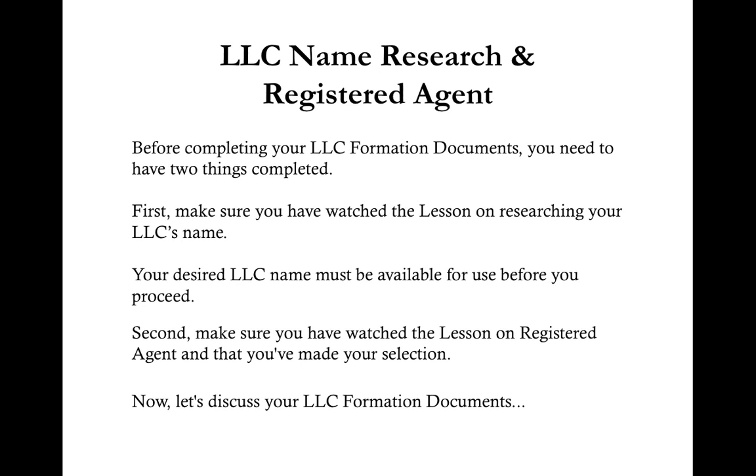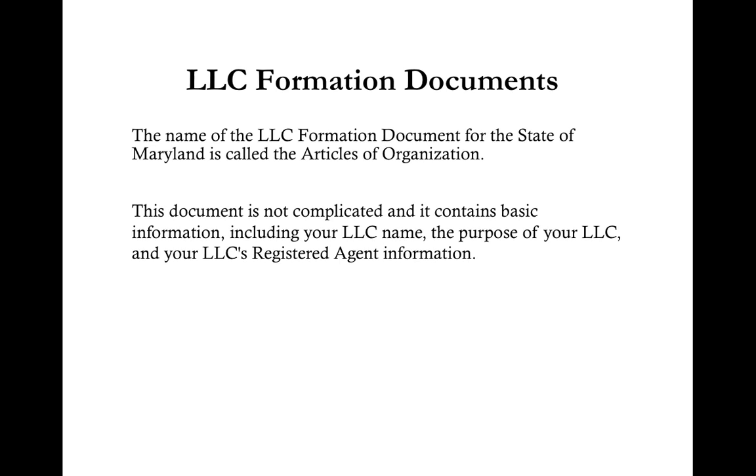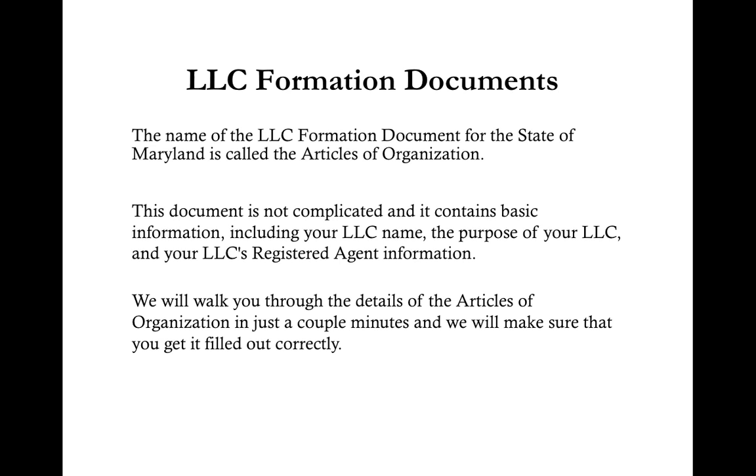Now, let's discuss your LLC formation documents. The name of the LLC formation document for the state of Maryland is called the Articles of Organization. This document is not complicated, and it contains basic information, including your LLC name, the purpose of your LLC, and your LLC's registered agent information. We will walk you through the details of the Articles of Organization in just a couple minutes, and we will make sure that you get it filled out correctly.